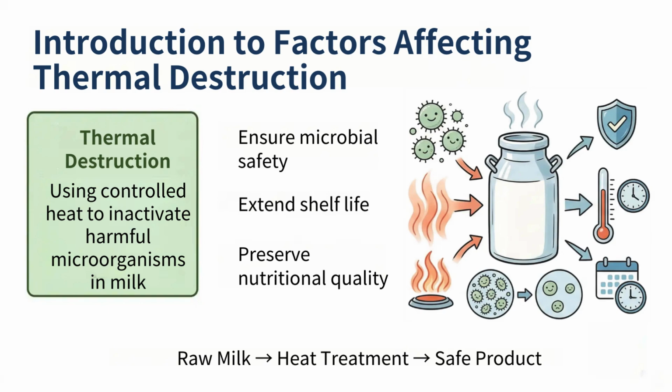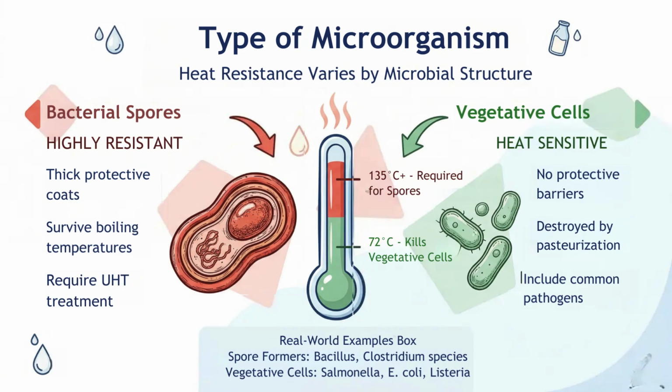One of the most important factors is the type of microorganism present. Different microorganisms have different levels of heat resistance. Bacterial spores are highly resistant to heat. They have thick protective layers that allow them to survive even boiling temperatures. Examples include Bacillus and Clostridium species. In contrast, vegetative cells are much more heat sensitive. They lack protective barriers and are destroyed easily during pasteurization. Examples include Salmonella, E. coli, and Listeria.